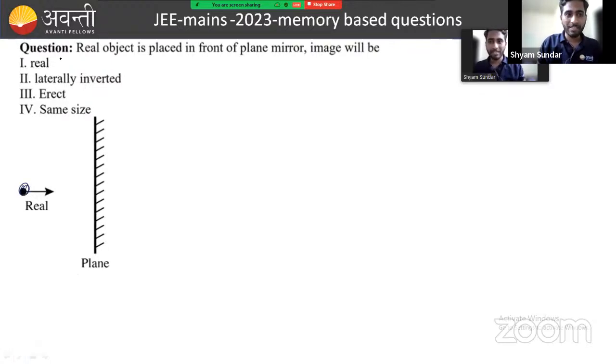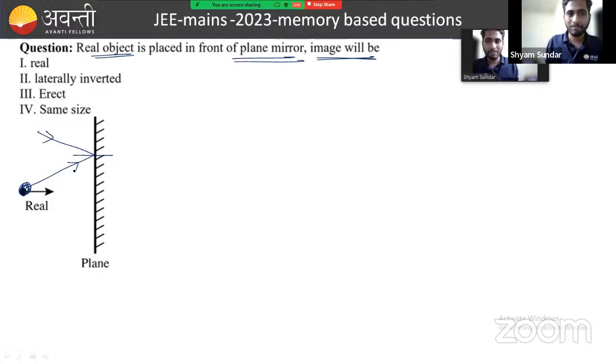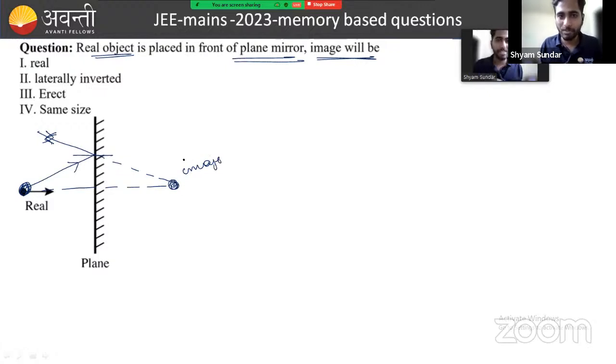Look at here. They're saying a real object placed in front of the plane mirror. What kind of image will be created? You know, this is a plane mirror, which means if any ray is incident on it like this, from this surface it will be reflected back like this. If I extend the reflected ray in the backward direction, at this point the image will be created.